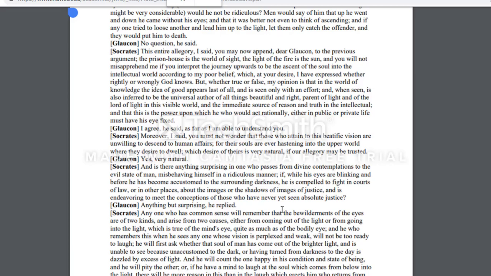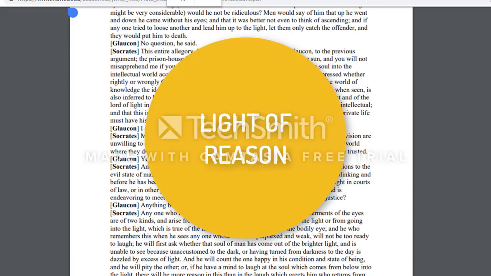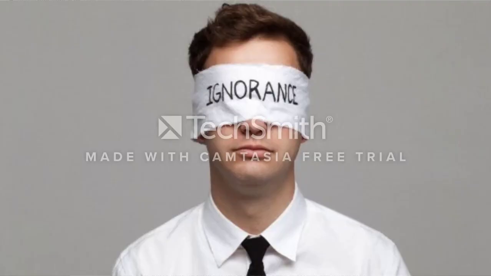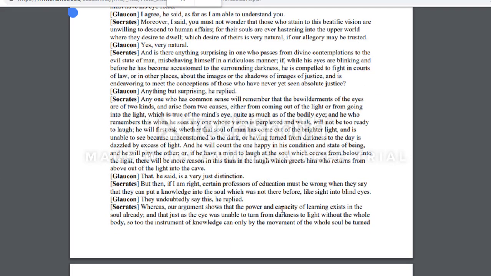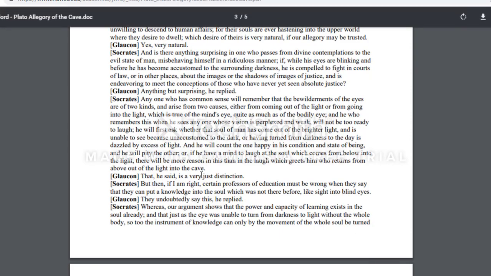It's the light of reason, rather. And the cave is basically oblivion. It's basically just your life in simple knowledge. You see something, you've attained it as truth, and you live there. And he talks about how it hurts his eyes a little bit.